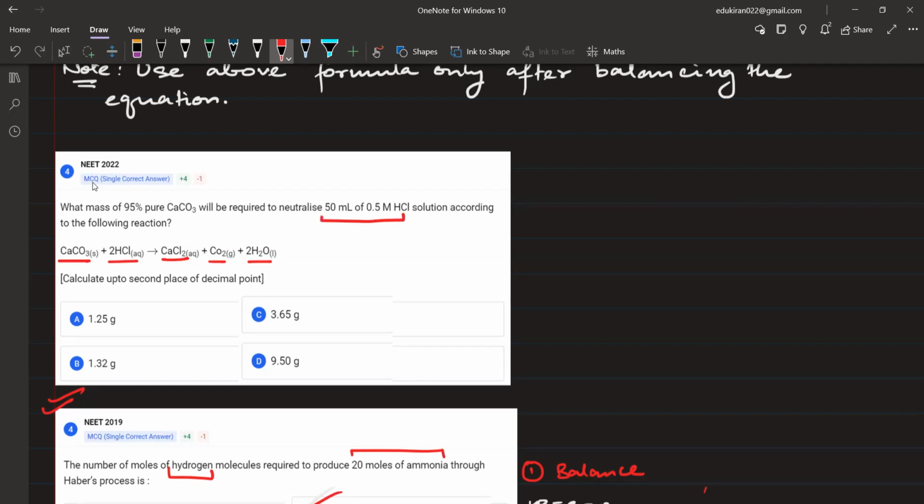Volume into molarity, 50 into 0.5. This will be equal to how much? 5 is 25 and 1 0 and 0. So this is going to give you 25 millimoles. ये देखिए ml है ना, ml का m रहेगा millimoles. That means this is 25 into 10 to the power minus 3. ठीक है, तो millimole की ही इसमें रखें. There is no problem in that.